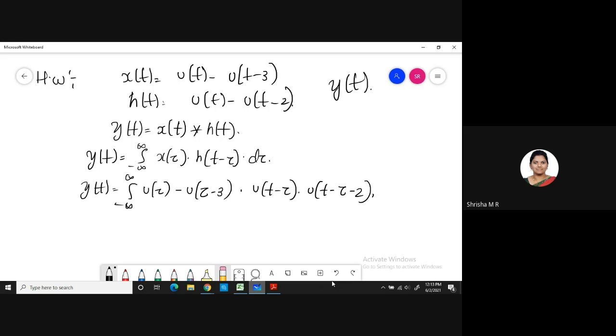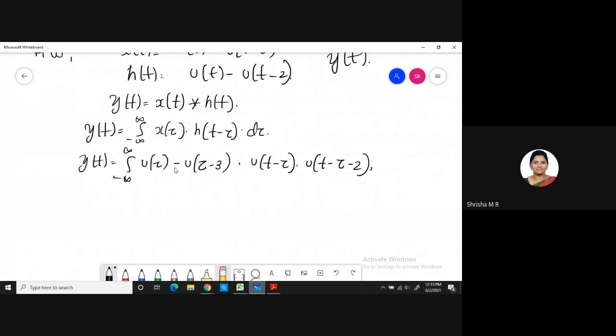Did you all understand how we got this equation? We are replacing x of t with tau, we get u of tau minus u of tau minus 3, and in the h of t term we are replacing t with t minus tau. We get this. So we have to do this multiplication, u of tau minus u of tau minus 3 into u of t minus tau into u of t minus tau minus 2. So we have to plot this graphically.